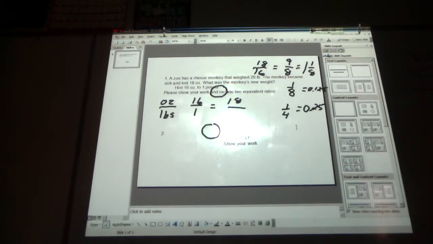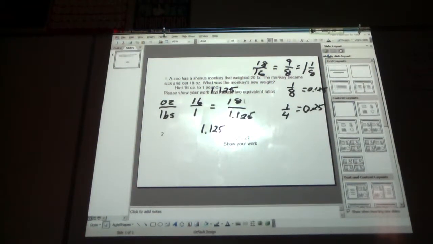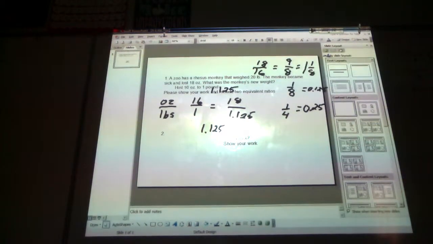Isn't it 12 and a half? 12 and a half plus 12 and a half is 25. There's my 12 and a half. So now I know that my magic number is 0.125, and I'm going to erase this because my circle's not big enough. It's 1.125. And I get the same thing on the bottom, 1.125. And 1 times that is 1.125. So we know that 18 ounces is 1 and 125 thousandths of a pound. So now I can do my subtraction, right?